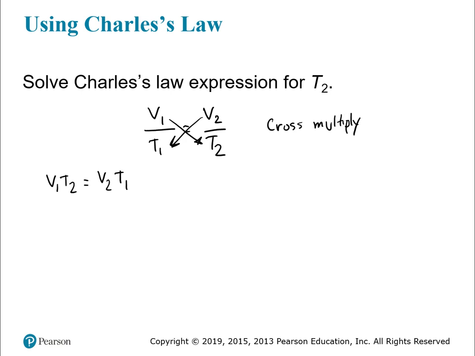Now you can solve for T2 by getting rid of V1, and you see how I'm gathering my similar variables here. So my volumes are here. It makes it easier to see what unit you're going to end up with. If my volumes are together, I have volume divided by volume, then the unit I'm left with is going to be whatever the temperature is. So you'll need to be able to isolate a variable out of this Charles's law.